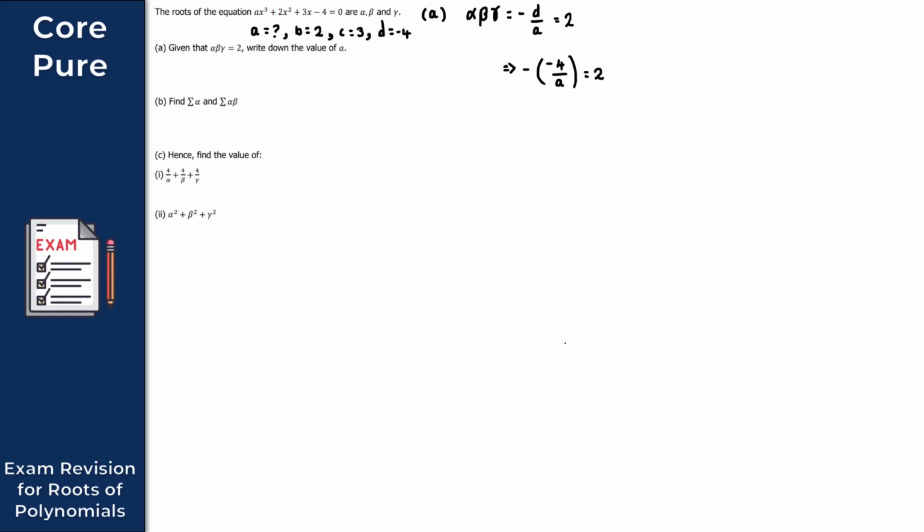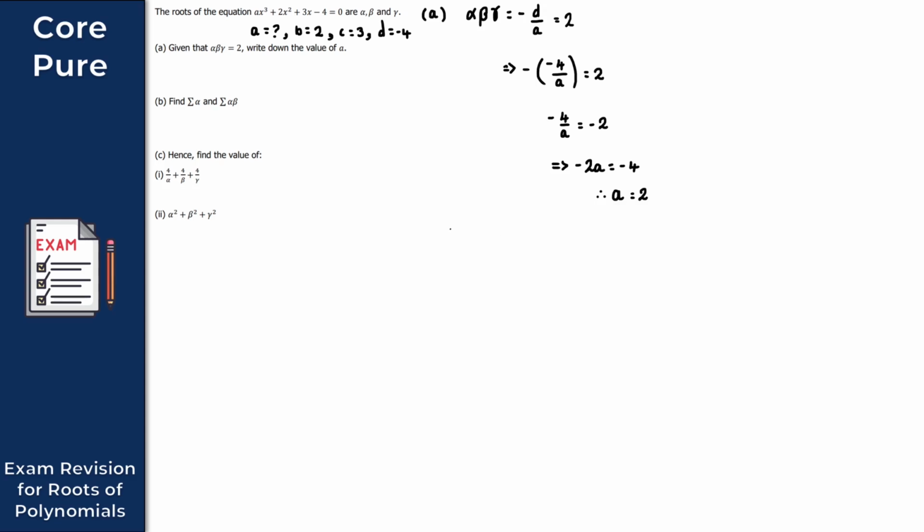Let's divide both sides by minus 1, to get rid of the minus on the left-hand side. I get minus 4 over a is equal to minus 2. We still get a minus here once I get rid of the minus outside the bracket, but it doesn't matter too much. Let's times through by a. If we do that, we get minus 2a is equal to minus 4. Finally, divide both sides by minus 2, and we find that a is equal to 2. Nice and straightforward. That gives us the solution to part A.